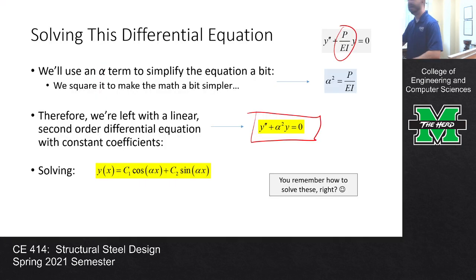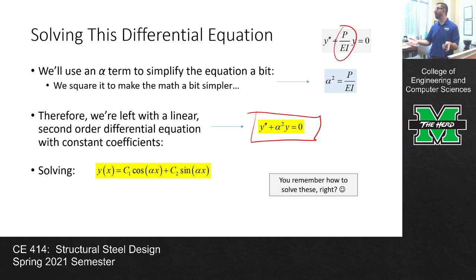I don't want this to be a math class. I just want to make sure that everybody sort of follows along with what I'm doing here. So solving this differential equation, I get C1 times the cosine plus C2 times the sine. So that's my solution. Now, what does that mean? I mean, we're engineers. I want to make that mean something.